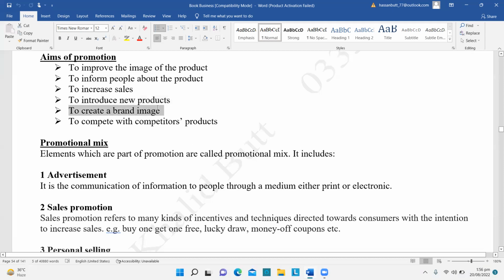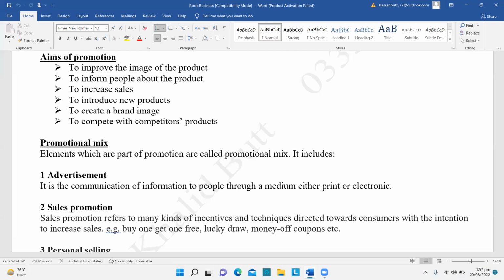Now, create a brand image. We covered that in the first point as well. What is the difference between to create a brand image and to improve the image of the product? Can you tell me the difference? Or is there none? No idea? Okay, no problem.